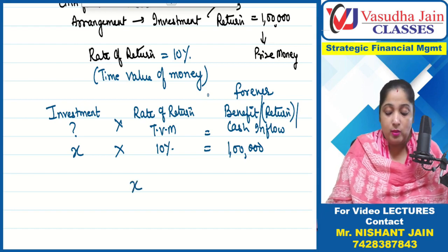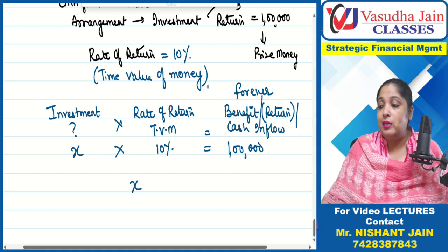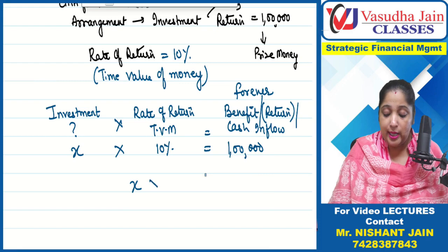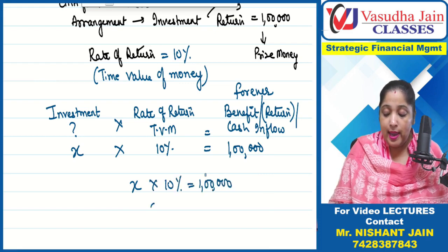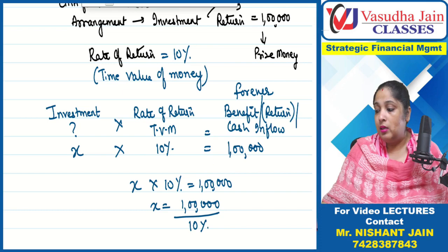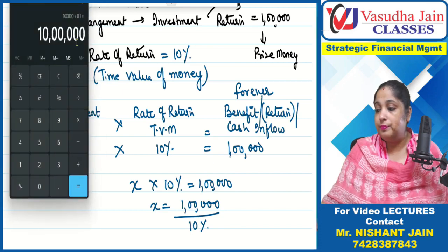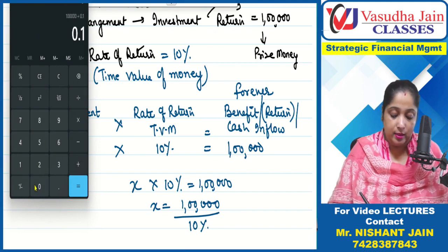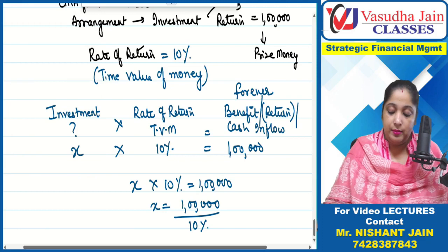So very simple common sense. On this investment, 10% will be the rate of return. So how much will I get? X into 10% is equal to 1 lakh. So X is equal to 1 lakh divided by 10%, which is 10 lakh rupees. Let us calculate on the calculator. 1 lakh divided by 10% is 10 lakh, right?